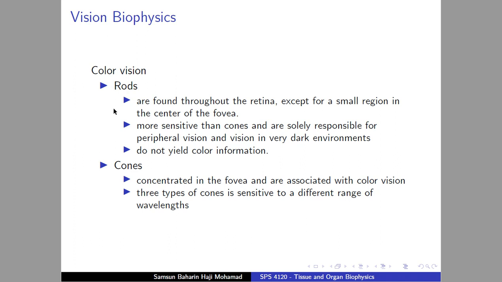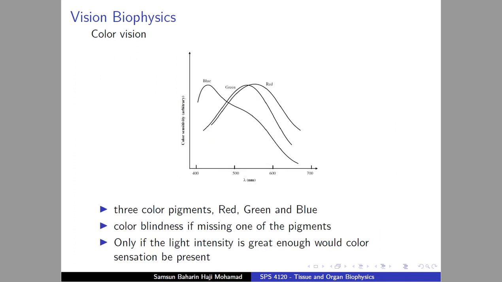Okay, so here we can see that for the cone we have three types of cone, depending on the three color pigments: red, green and blue. If we are color blind, it means that we are missing one of the pigments. Only if the light intensity is great enough would color sensation be present. So the threshold of activation, or the activation energy, is high.